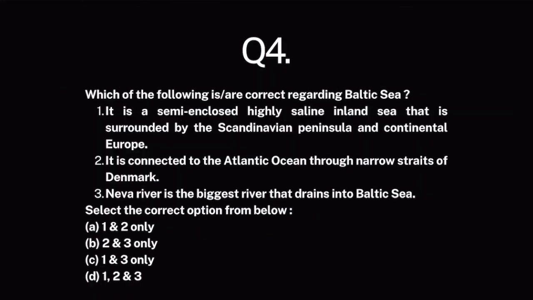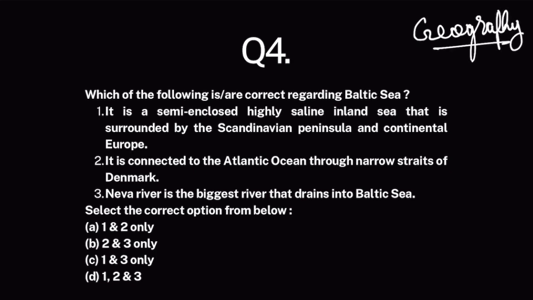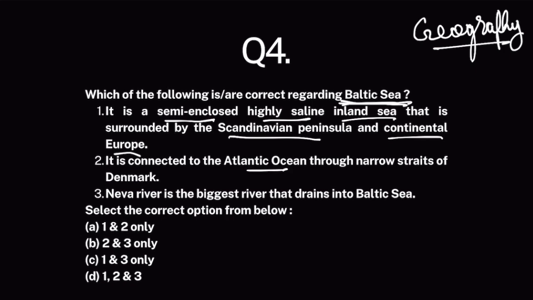And last, but certainly not the least, you know that UPSC asks geography or location based questions, right? And mostly those geographical locations are from current affairs. So recently the Baltic Sea was in the news, okay? So which of the following are correct regarding the Baltic Sea? It is a semi-enclosed, highly saline inland sea that is surrounded by the Scandinavian Peninsula and continental Europe. It is connected to the Atlantic Ocean through narrow straits of Denmark. Neva River is the biggest river that drains into the Baltic Sea.